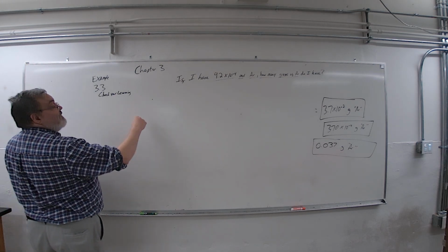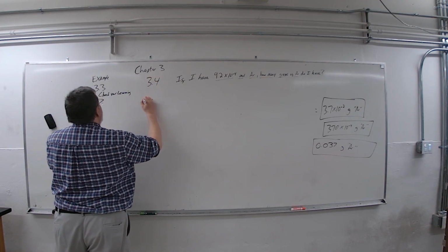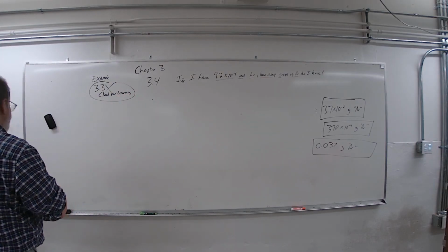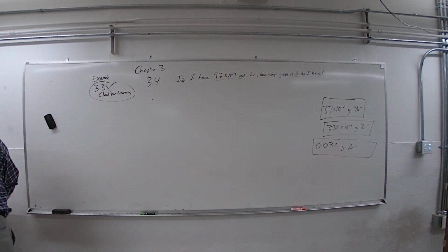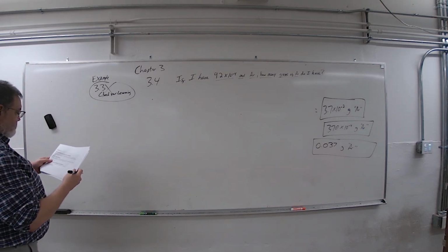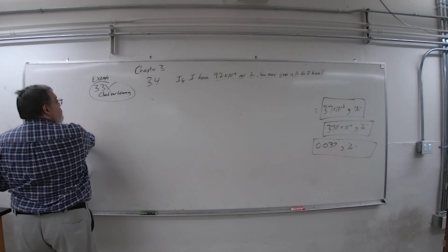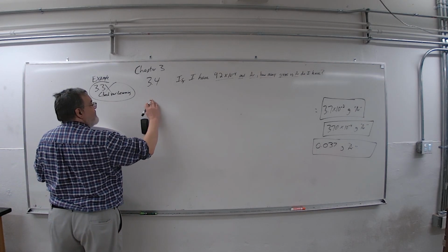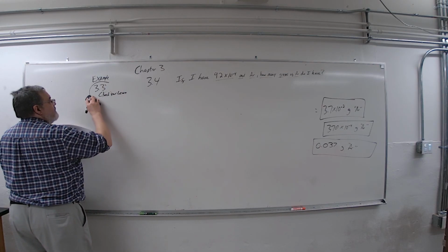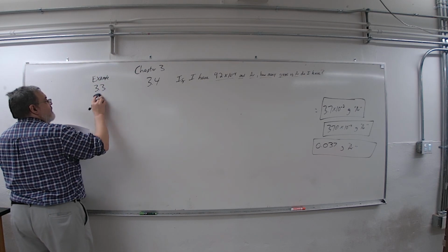That one I just did was 3.4. It was not check your learning. So 3.4 has a check your learning that goes with it. But let me go back to this one. Example 3.3, check your learning.